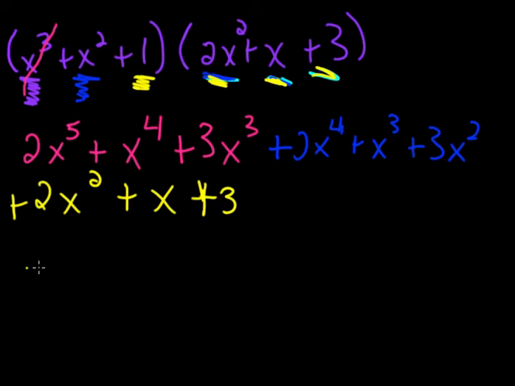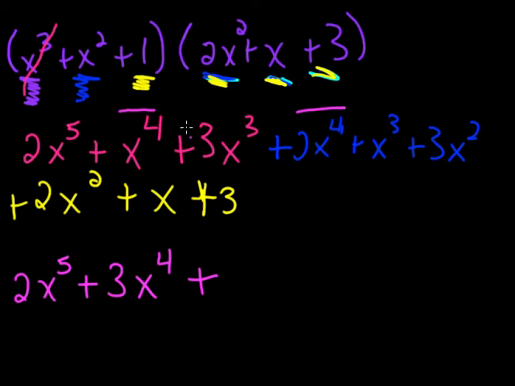And my last step is to gather like terms. So there's only one x to the 5th, so that's 2x to the 5th. I have x to the 4th here, and 2x to the 4th here, so that's 3x to the 4th. I have 3x cubed and an x cubed, so that's 4x cubed. I have 3x squared and 2x squared, that's 5x squared. And I have an x and a 3 hanging out at the end here.